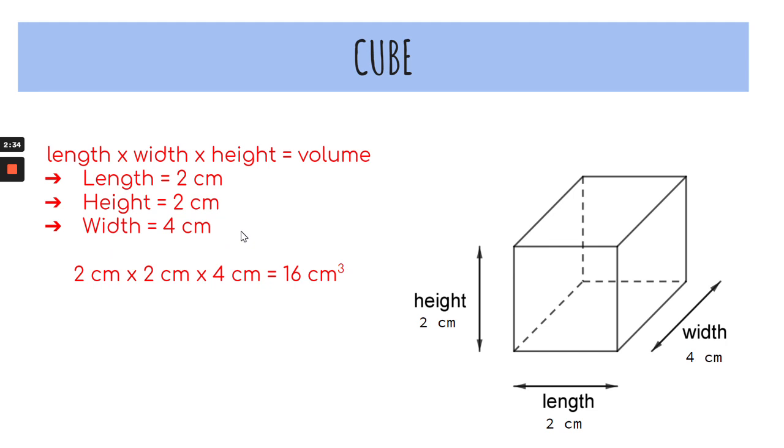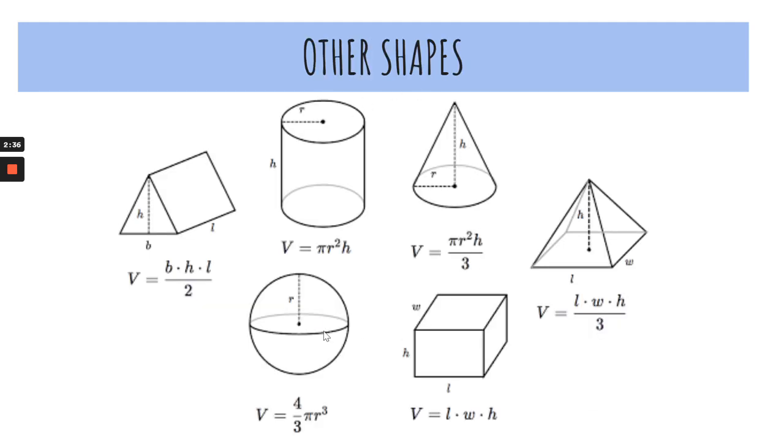So other shapes have different ways to calculate it, right? Because not everything's going to have a simple length, a simple width, and a simple height. So you don't have to memorize any of these. I'm just kind of showing them to you. So depending on the shape, they have different ways to calculate the volume.